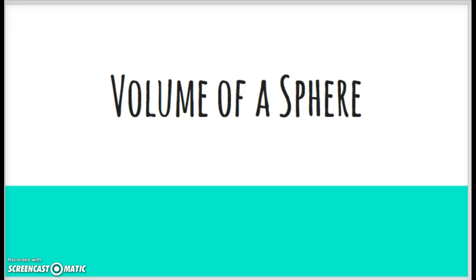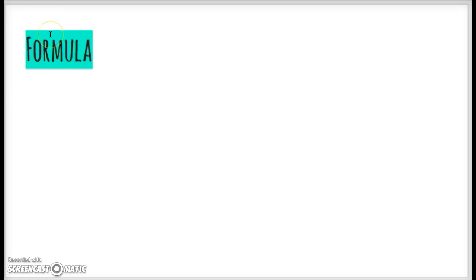So the first thing we need to write down is what the formula is going to be to find the volume of a sphere. And just like with the cylinder and the cone, the formula will not be given to you on a test or on the MAP test when that comes. So you're going to have to make sure you have this formula memorized. So your formula for the volume of a sphere is 4/3 times pi times the radius cubed.